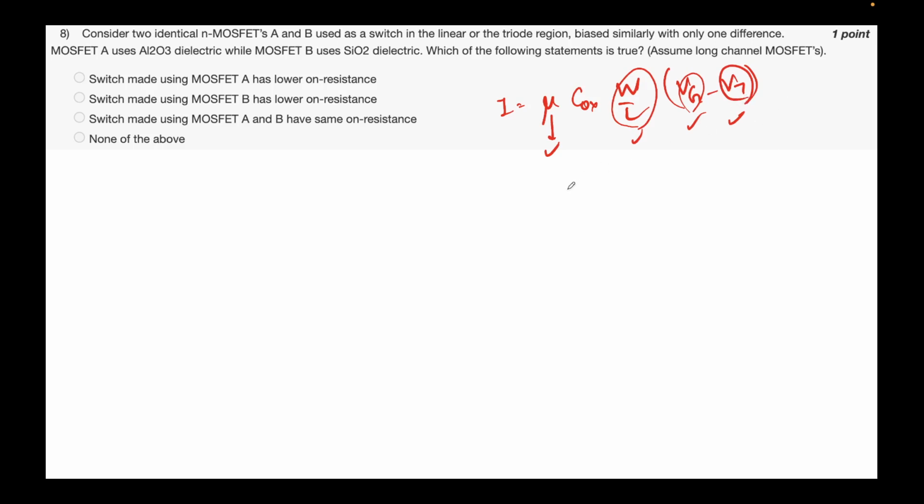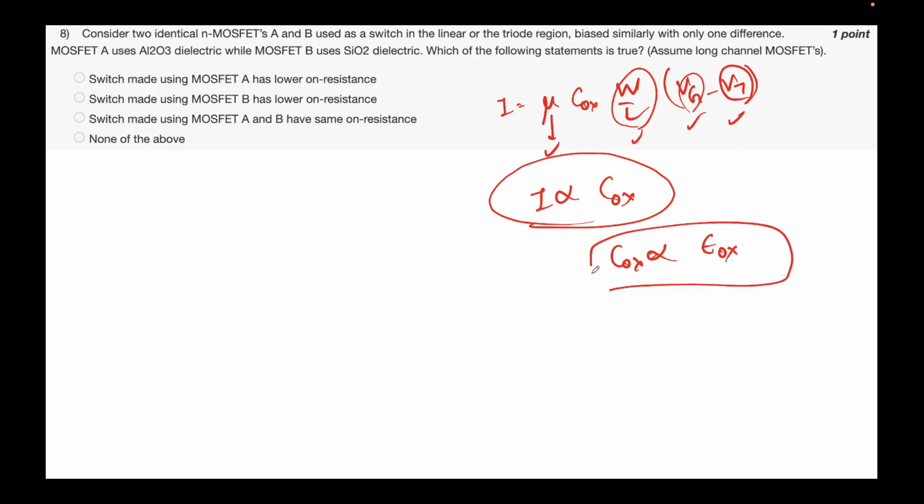So Vt remains the same. The only thing is that I is a function of Cox, right? And Cox, if you know, is dependent on epsilon ox, area, as well as thickness, but those terms are the same because these transistors are effectively the same. So Cox will depend on epsilon oxide, and epsilon for aluminum oxide is something around 10.